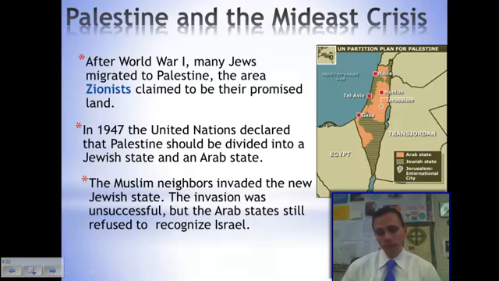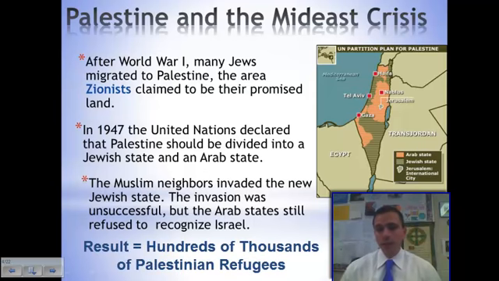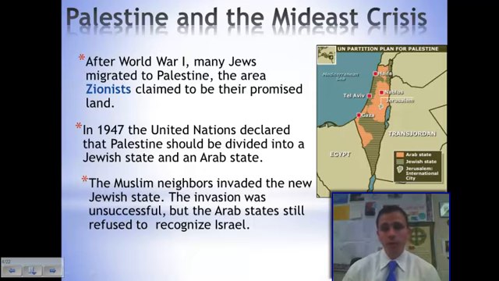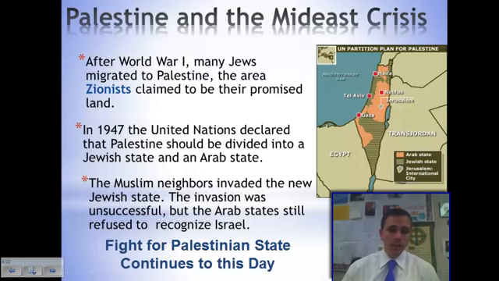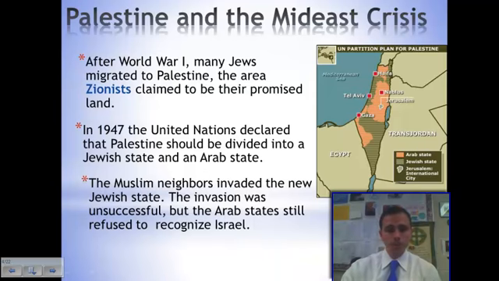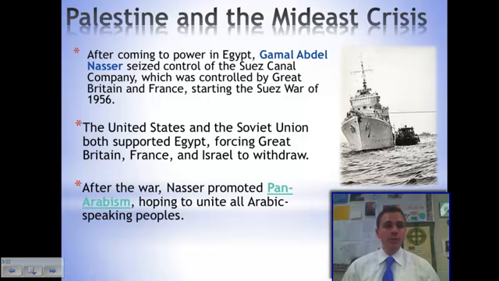So, as a result of this, hundreds of thousands of Palestinian refugees either fled to other countries in the area or remained refugees within the Israeli territories. And again, the creation of Palestine as a state, that's what they're still fighting for. The idea that the Muslim Arabs would have their own country in this region, they're still fighting that idea to this day.